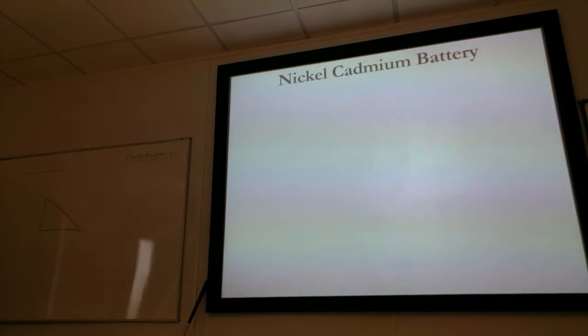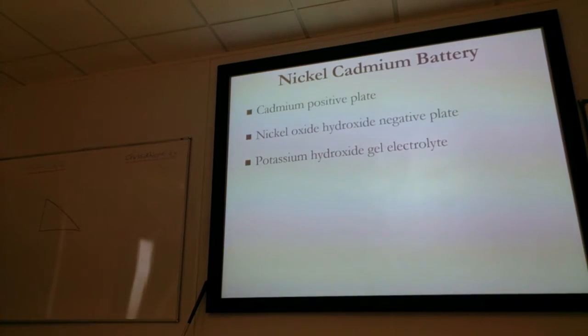So, the other major battery, and the one that most aircraft use, a nickel-cadmium battery. It's got a cadmium positive plate and a nickel oxide hydroxide negative plate. Not, as your books say, a nickel-cadmium plate and an iron plate. All right? Those are the two correct metals for a nickel-cadmium battery. I'm rewriting AGK at the moment and finding all these little errors. The electrolyte is a potassium hydroxide gel.